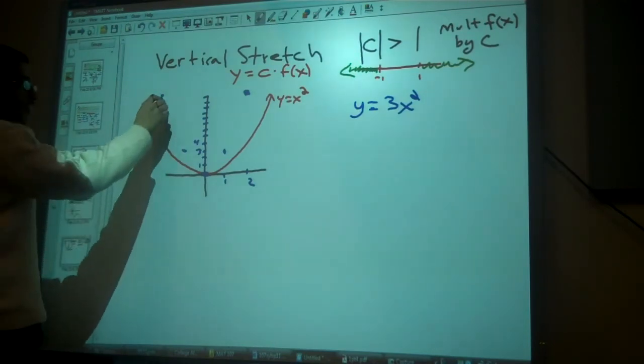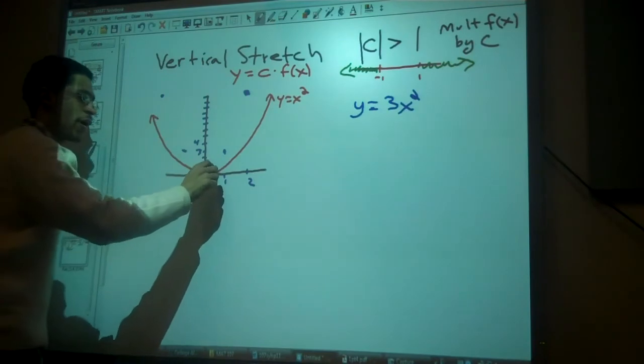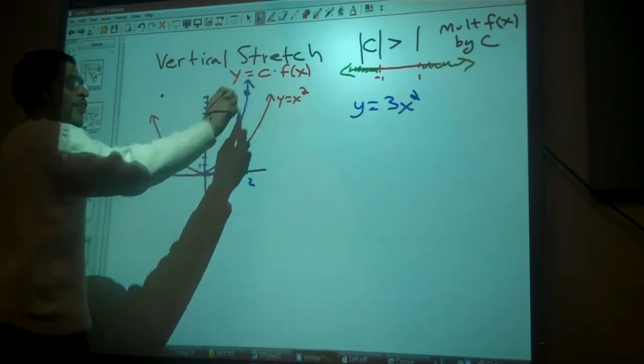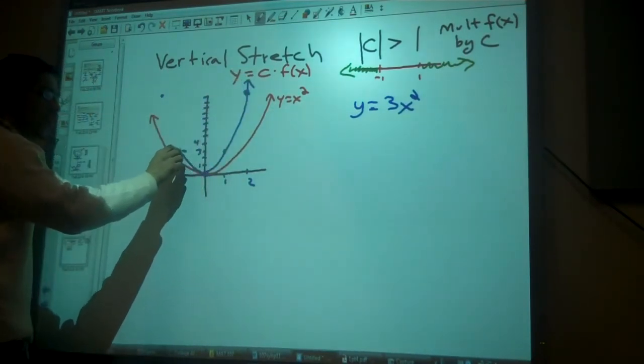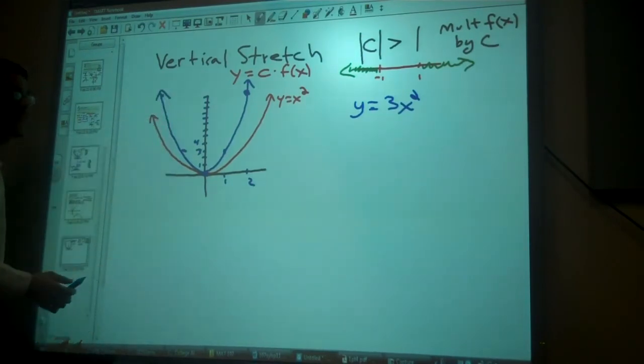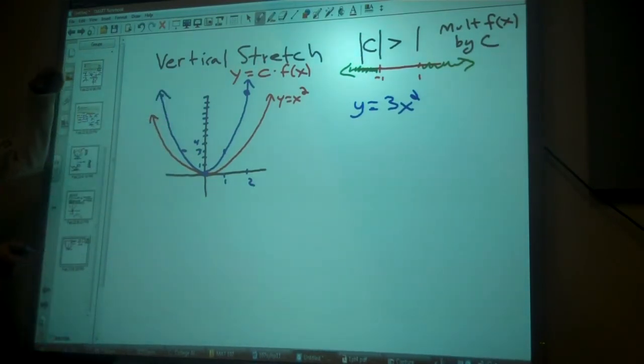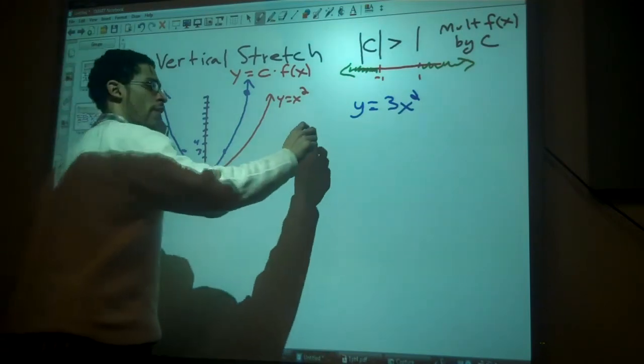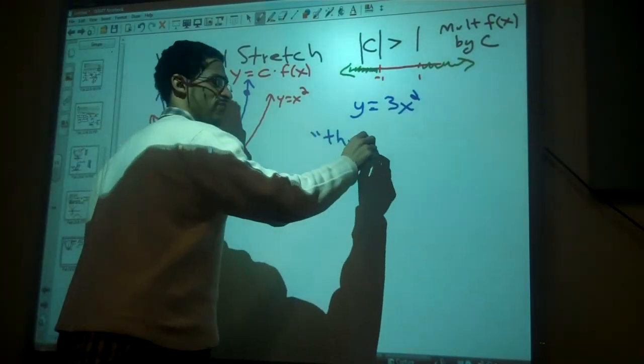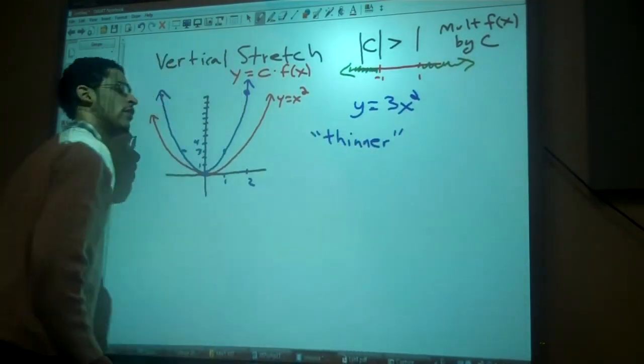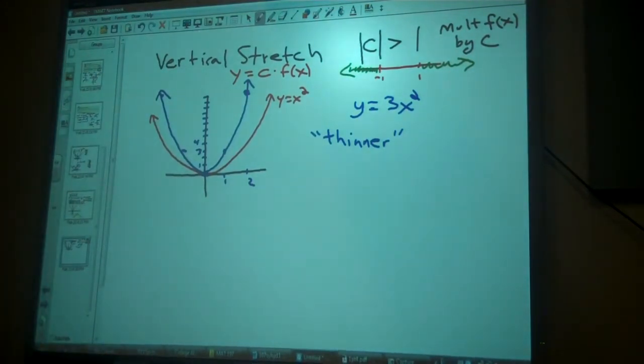What I've done is affected the shape of the graph. It's now, I want to say, let me go ahead and use the word thinner. It doesn't open as wide as it used to. It's been stretched, not shifted, but stretched vertically. It's thinner. It's been stretched vertically by a factor of 3.